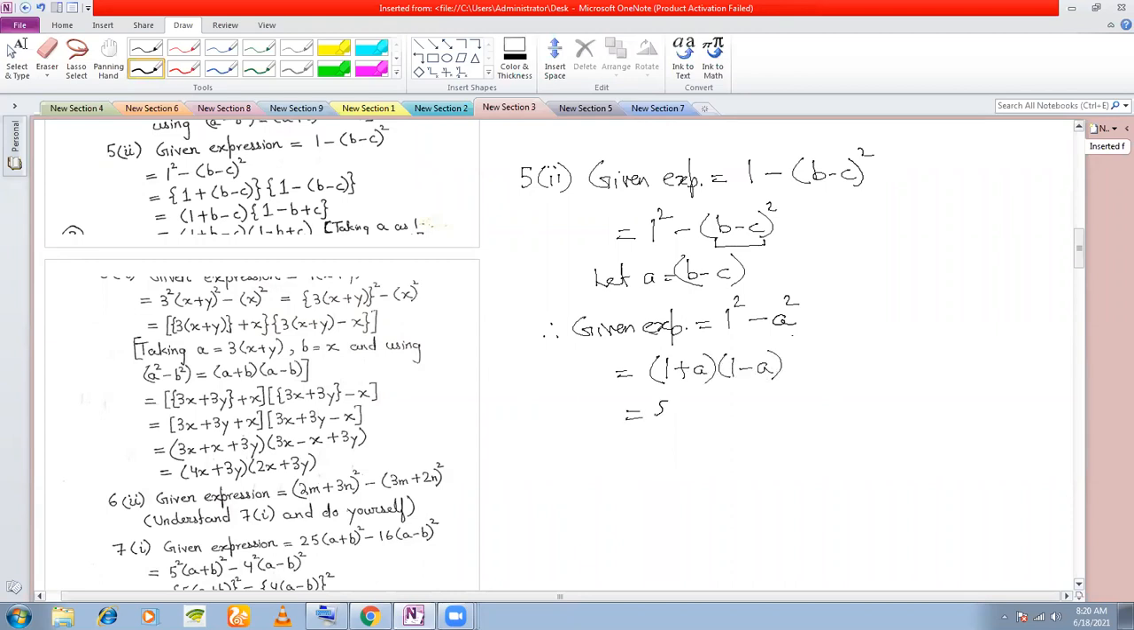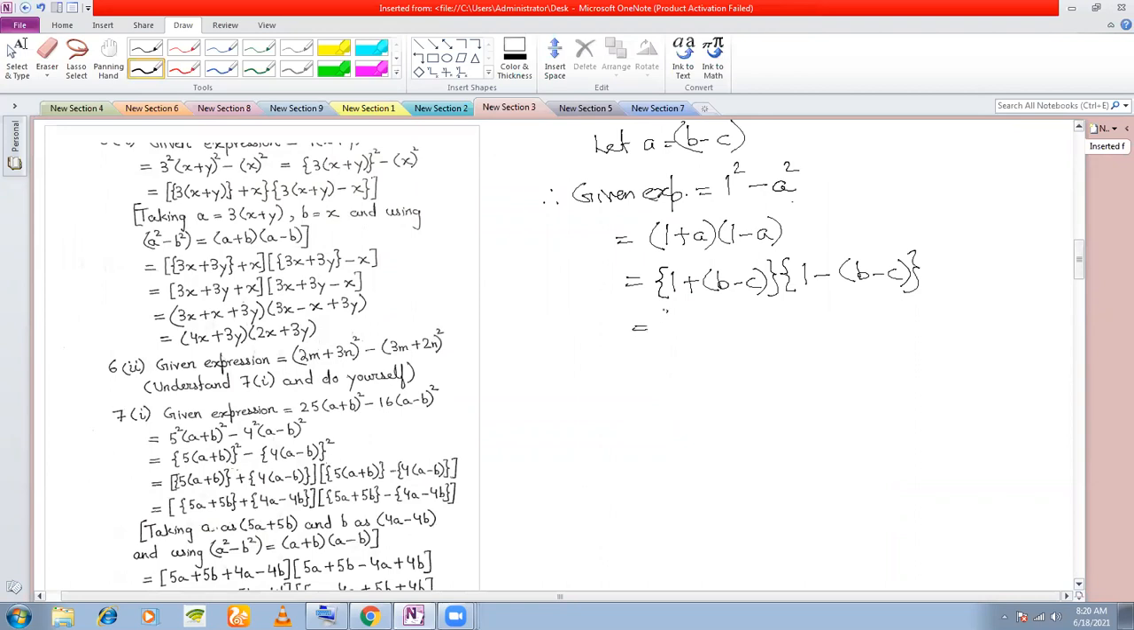Now you put the value. 1 plus a here is 1 + (b - c), and 1 minus a here is 1 - (b - c). Now you open the brackets within the curly brackets. 1 + b - c, and here, because there's a minus sign outside the bracket, the sign will change once you open the bracket. So from minus c it will become plus c. So what are the factors? (1 + b - c) into (1 - b + c). Okay, that's it.